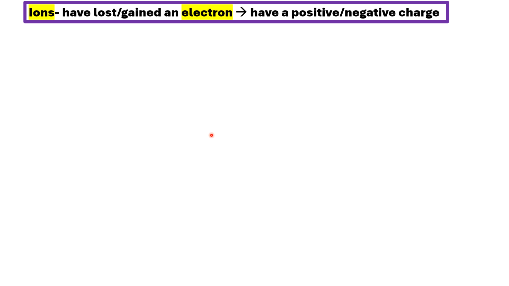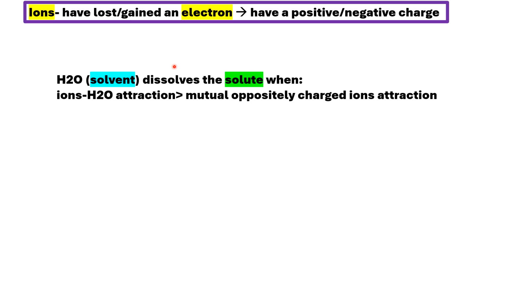Ions are atoms that have either lost an electron or gained one and hence have either a positive or negative charge. If the ion has lost an electron, it has a positive charge. And if it has gained an electron, it has a negative charge. Why? Because electrons are negatively charged. Okay, just a quick recap from GCSE.